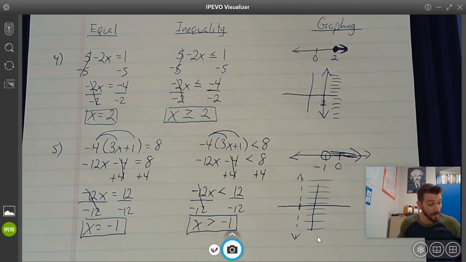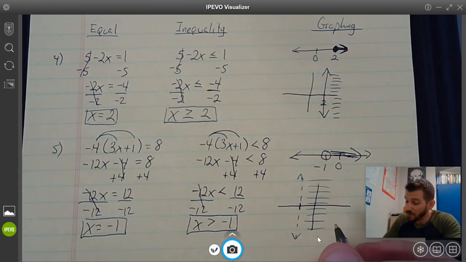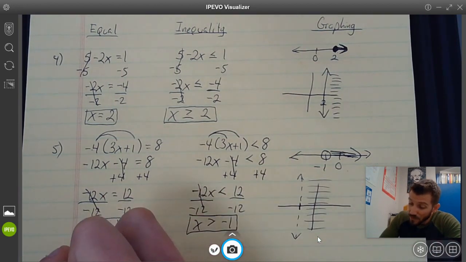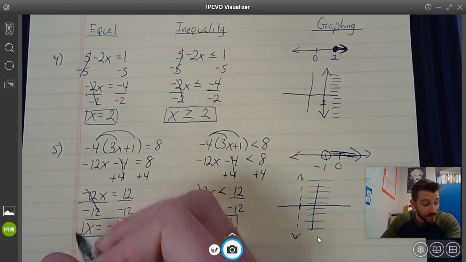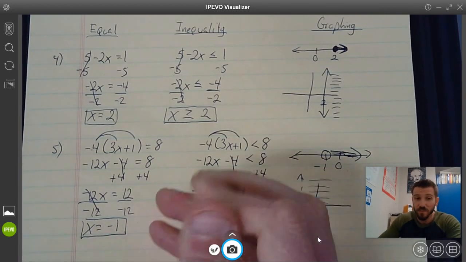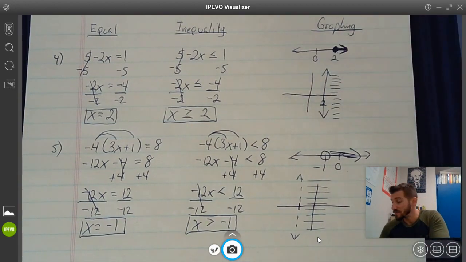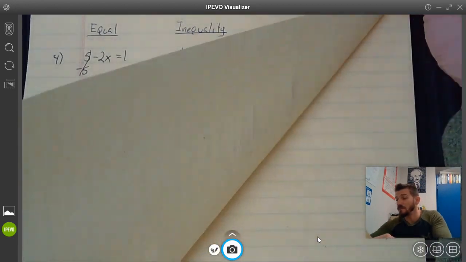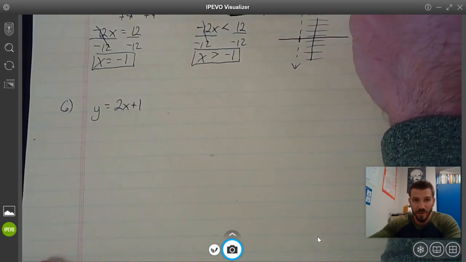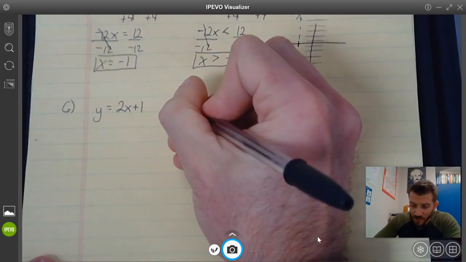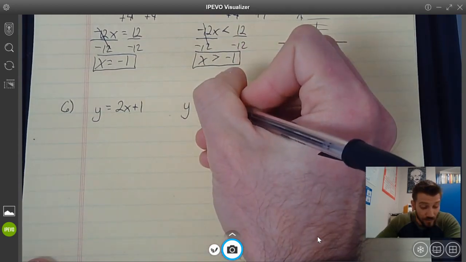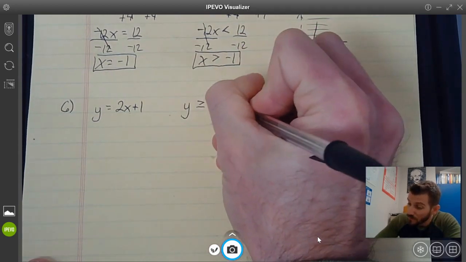Okay. Now we're going to graduate to problems that are more like graphs, so you can see what the differences are there. So we're going to start off with y equals 2x plus 1. I know I'm off the page. Give me just a second. Okay, so y equals 2x plus 1 versus y is greater than or equal to 2x plus 1.